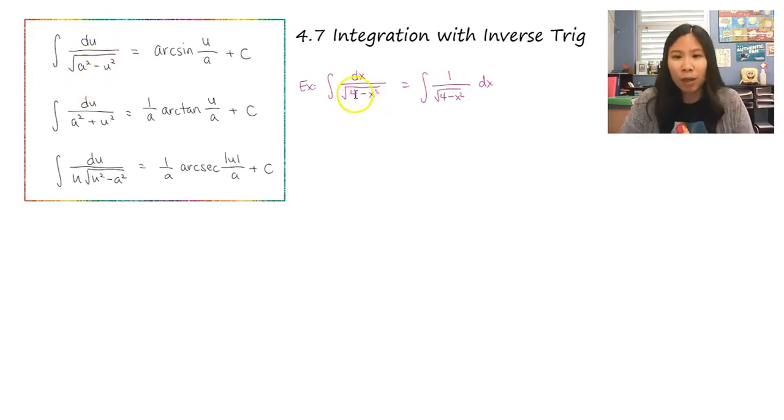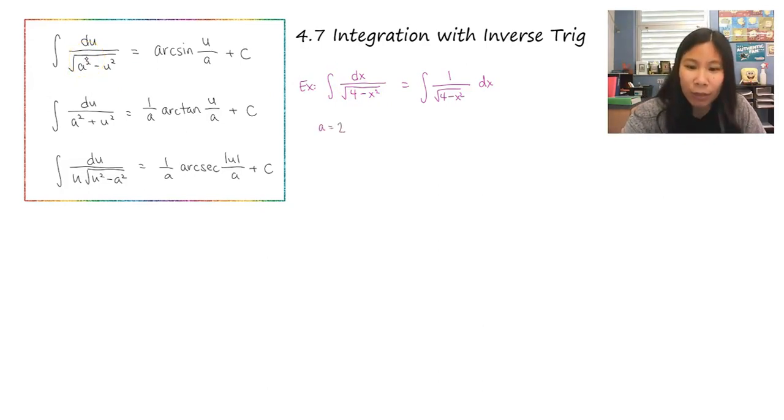If you look at our problem, 4 is our constant number here. So a for us would actually be 2, because in the formula, this number here should be a squared. So 2 squared would give us the 4. Okay, and then for u, because I have an x squared here, u would just equal x for us.